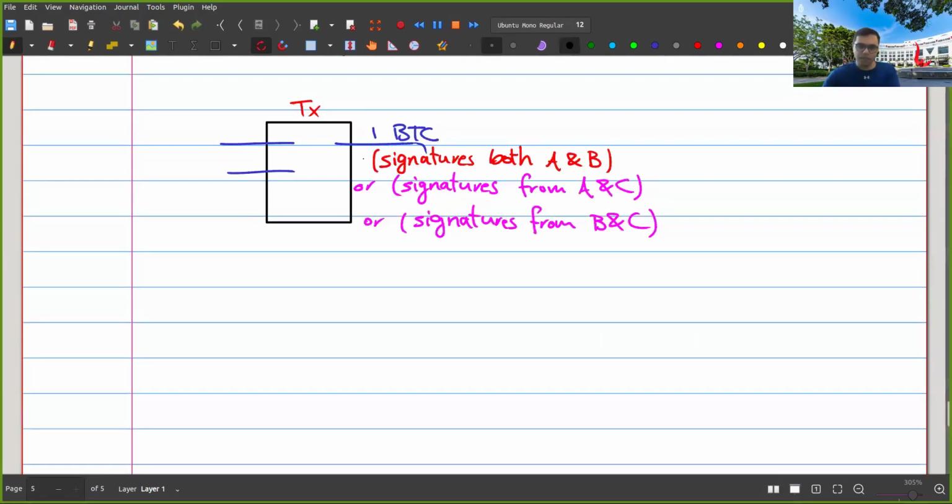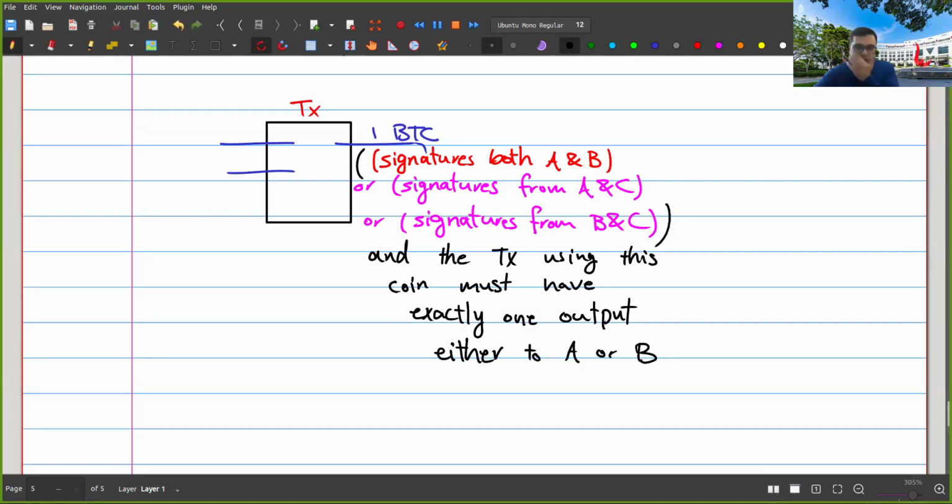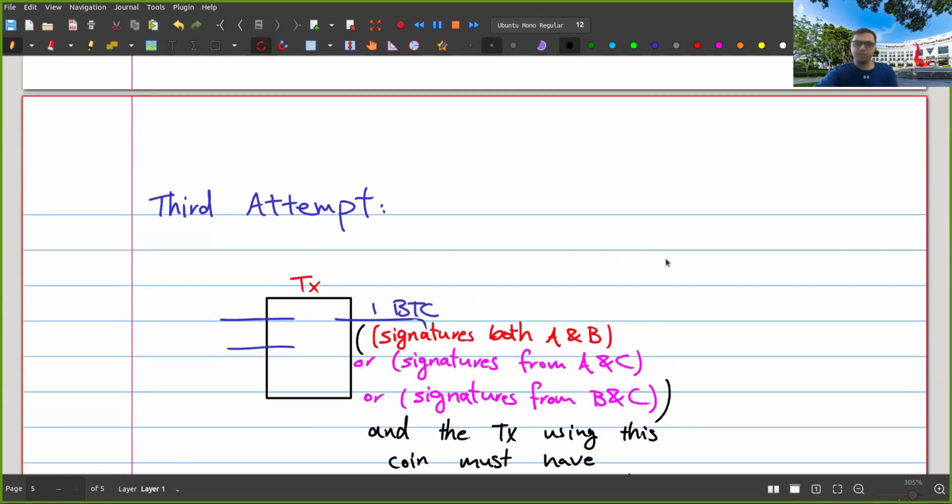So I take the entirety of the conditions that I had before, and at the end of it, I say, and the transaction using this coin must have exactly one output, and that output should be either to Alice or Bob. Okay. Again, I'm not going to talk about how you can actually write this script in the Bitcoin scripting language. Just imagine that you have written such a script.